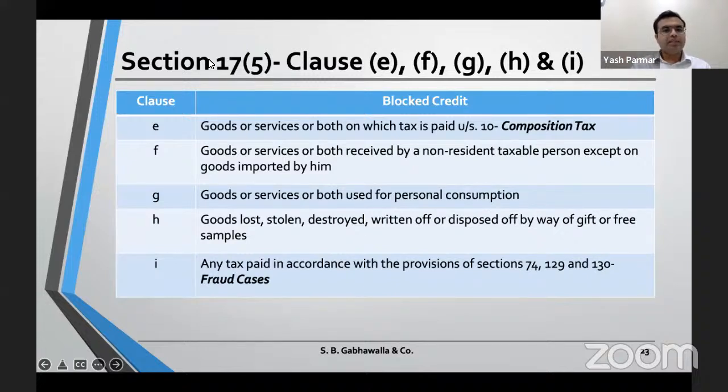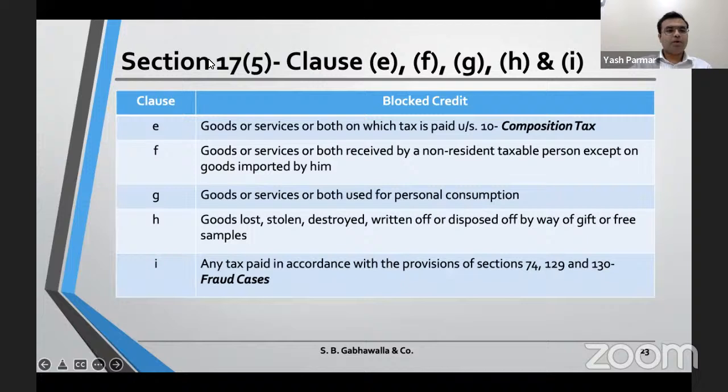Clause E deals with cases whereby if you are receiving any goods or services or both on which tax is paid under section 10 by the supplier of service, then ITC will not be available. What this means is that if you are taking any services or goods from a composition dealer, even though he is paying tax as a composition dealer, you are not entitled to claim a credit of the GST which he is paying under the composition scheme.